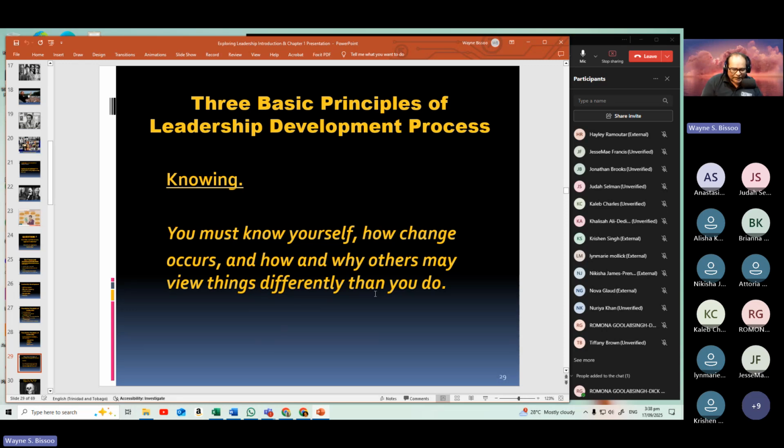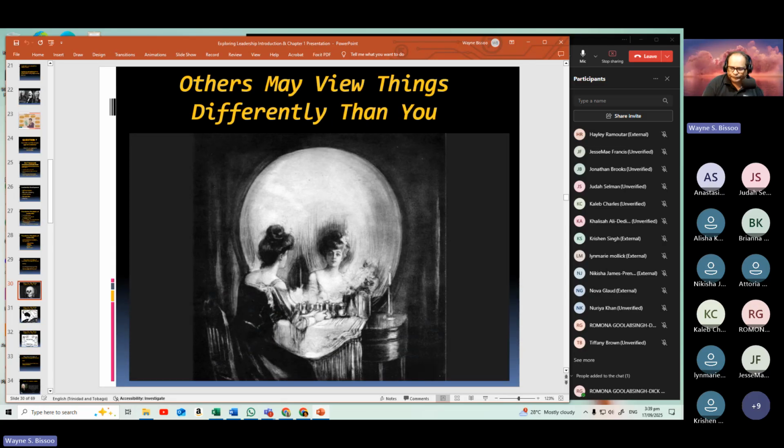So the process of going through to develop this is to start with the first part of the process, knowing. So we spoke about this. You must understand who you are as a person. You must also understand how change takes place both in yourself and other people, and why other people see things differently to you. All right. So with that being said, let's look at this.